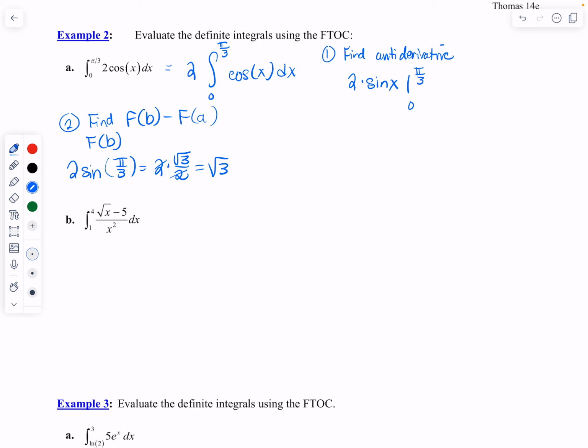Okay, now I have to find the other one. So 2 times sine at 0. And when I get that, 2 times sine at 0 is 0, so this becomes 0. So now my third step is to subtract. So radical 3 minus 0 is radical 3.